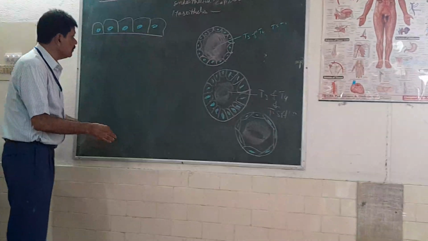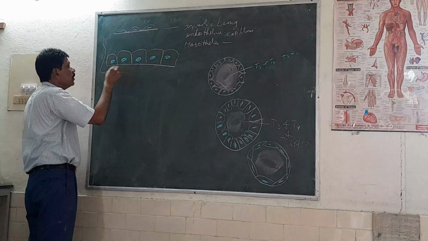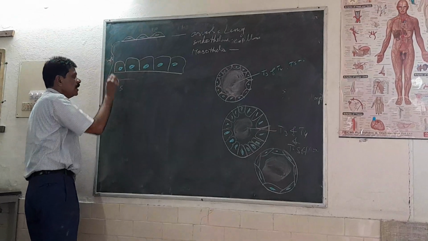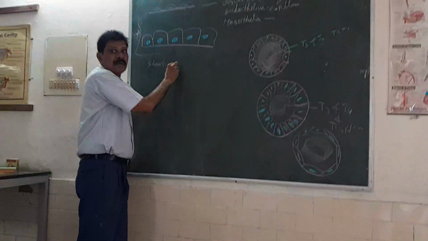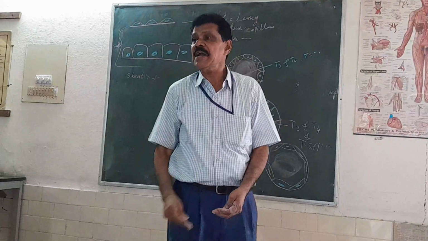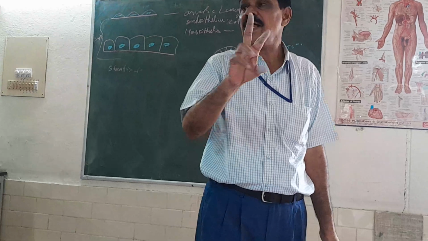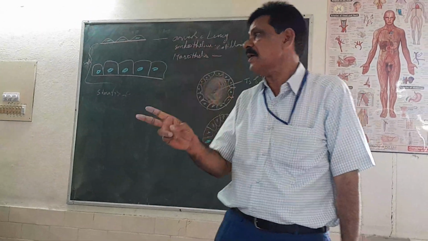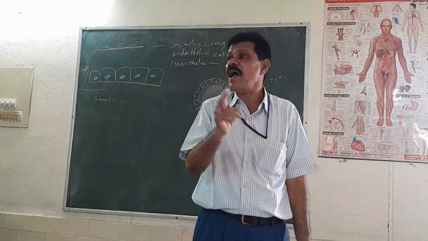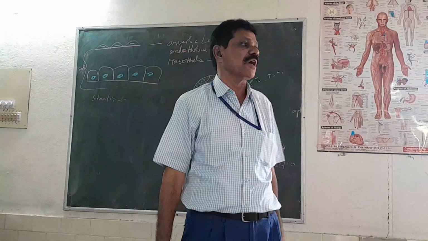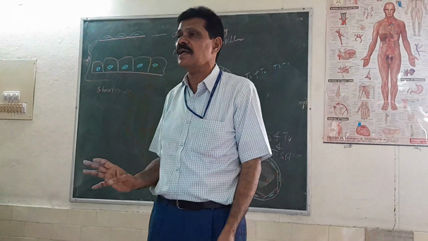Now I want to explain the stratified epithelium. Simple epithelium is already discussed, these three are simple. Then stratified. Stratified means multiple layers. Stratified epithelium is divided into two: keratinized and non-keratinized. Stratified squamous keratinized, and stratified squamous non-keratinized. Keratinized epithelium is present in skin, non-keratinized epithelium is present in the esophagus.